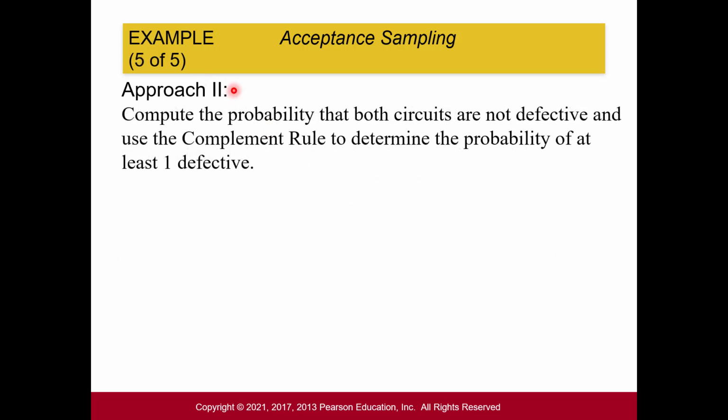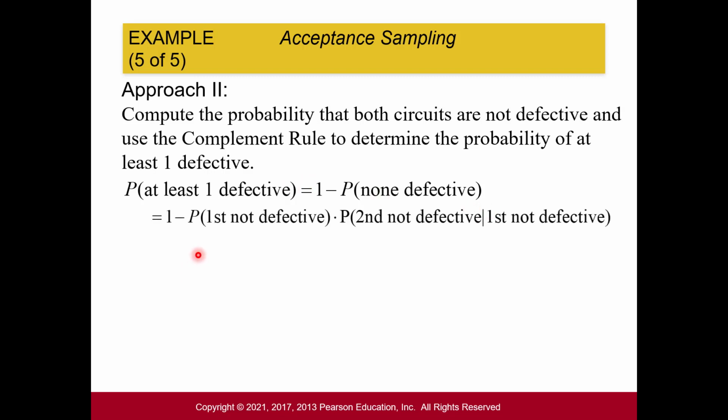Now, another way to approach this is to compute the probability that both circuits are not defective, and then use the complement rule, which we've learned in the past, to determine the probability of at least one defective. At least one defective, using our complement rule, is 1 minus the probability that none are defective. Remember, these are the complements. They have to add up to the total. The opposite of at least one defective is none defective.